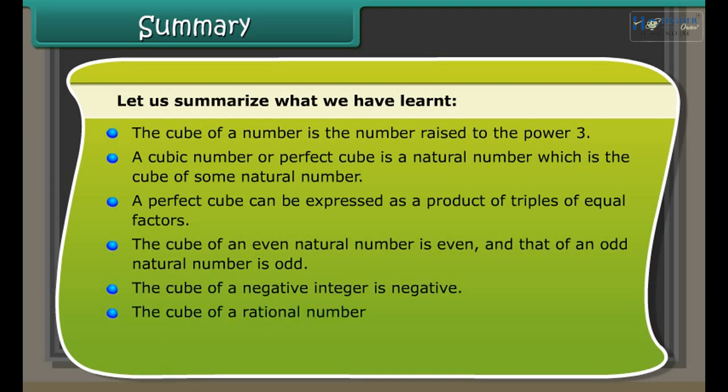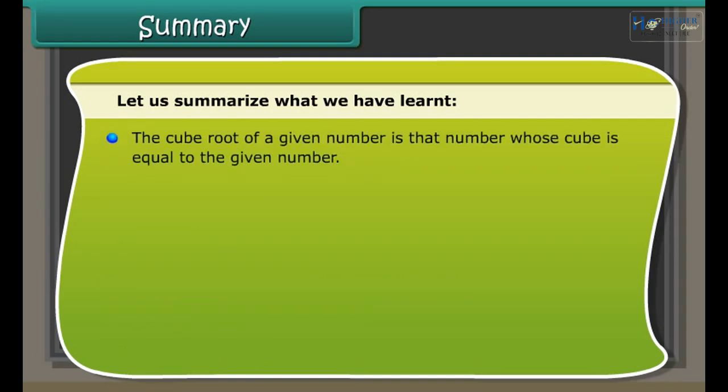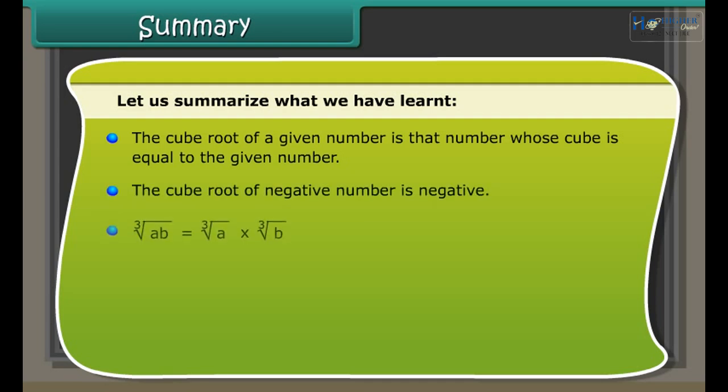The cube of a rational number, a upon b, is a upon b whole cube, which is equal to a cube upon b cube. The cube root of a given number is that number whose cube is equal to the given number. The cube root of a negative number is negative. Cube root ab is equal to cube root a into cube root b.